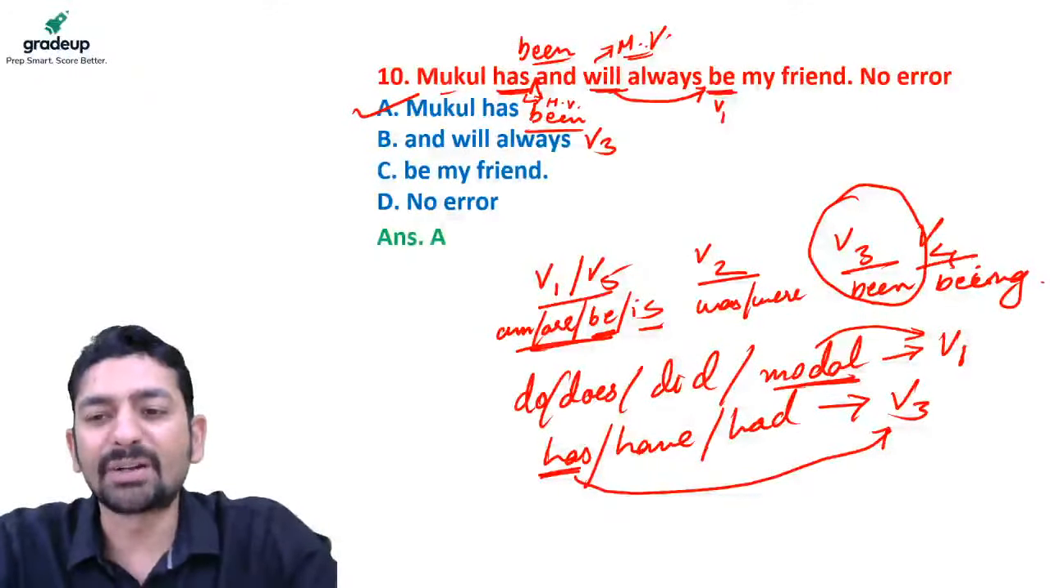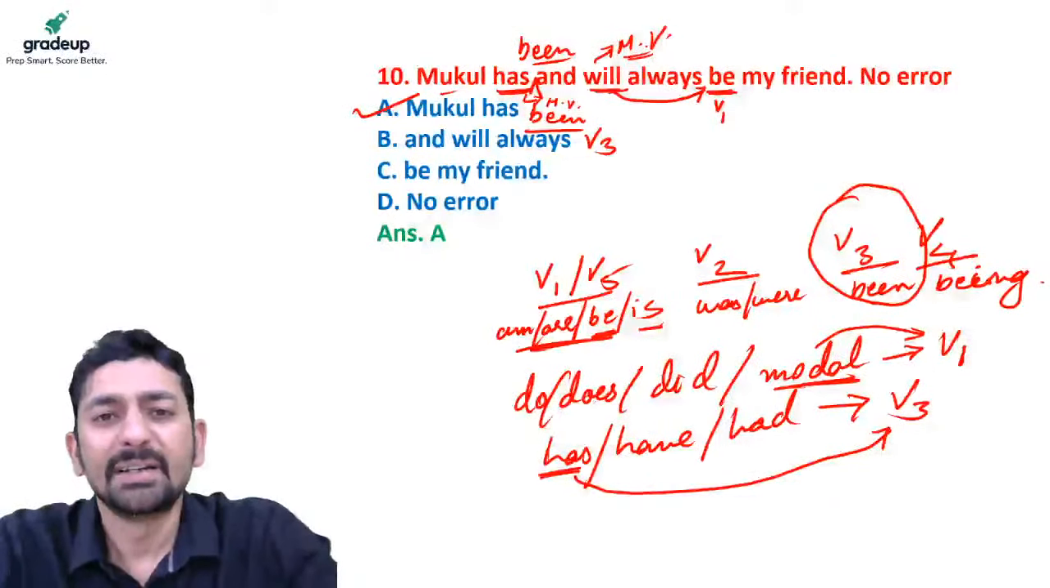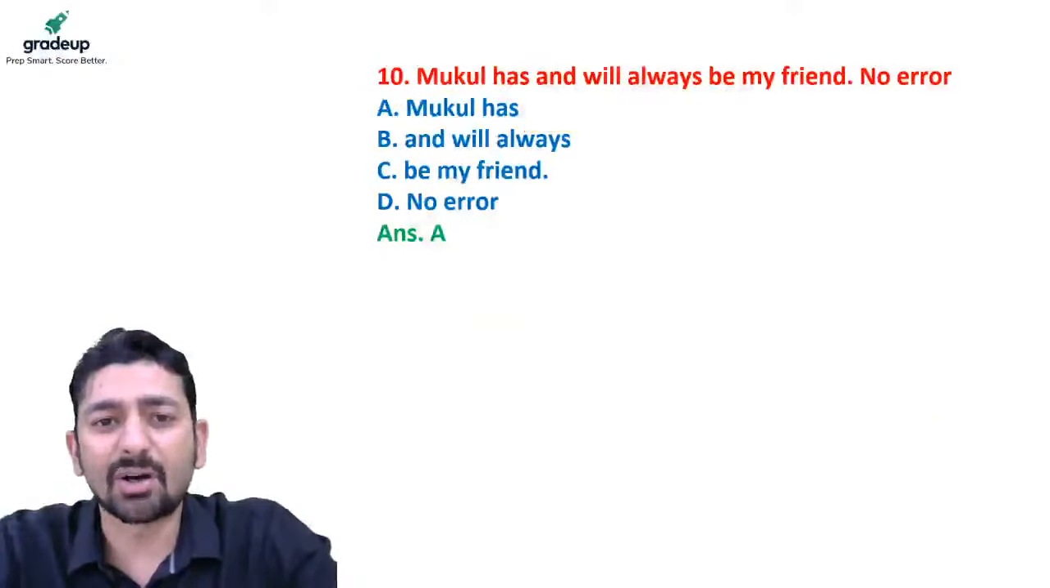Okay, so I hope you understood the concept here. The sentence should be Mukul has been and will always be my friend. Okay, so this was the last question of the day.